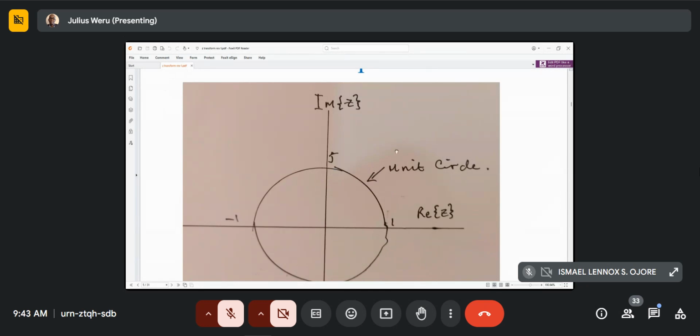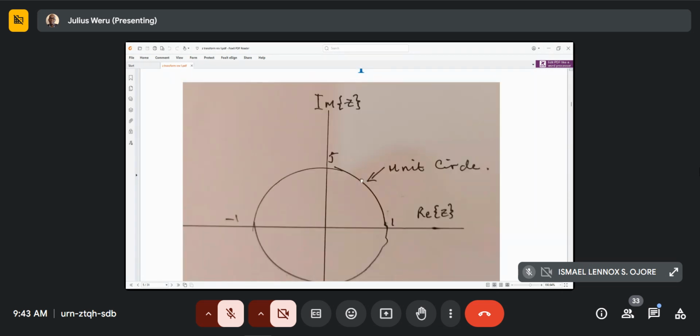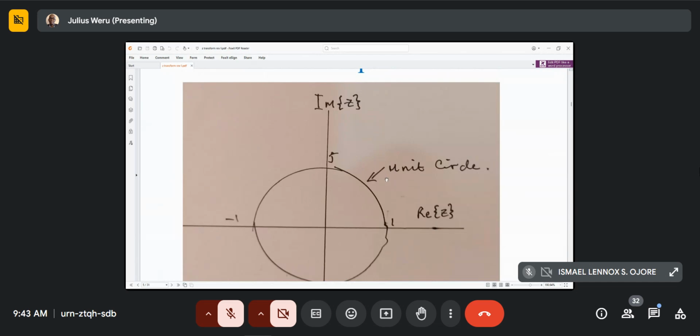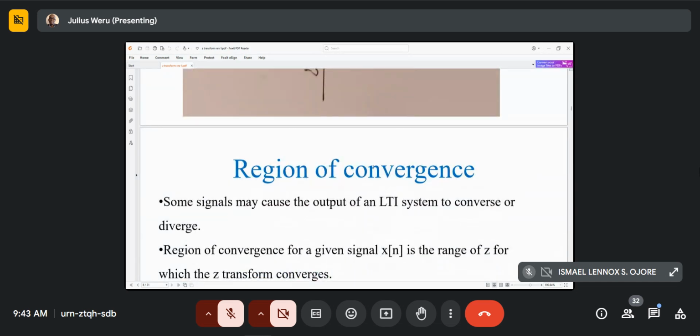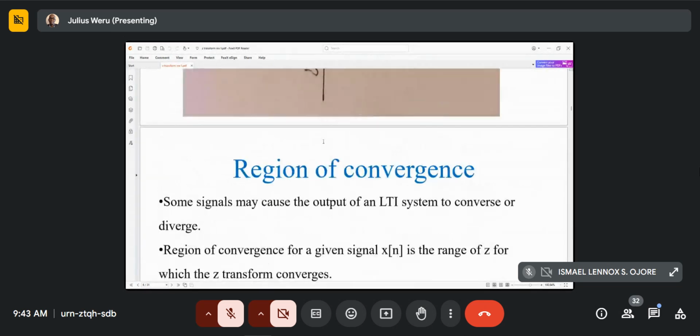So that is a complex plane with imaginary z and real z, and that is the unit circle. This will become very important for us, the unit circle. When it comes to the Z transform, the unit circle is very important. So some signals may cause output. We are going to look at the region of convergence.